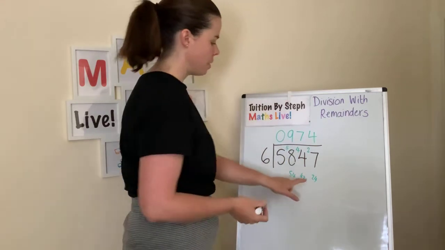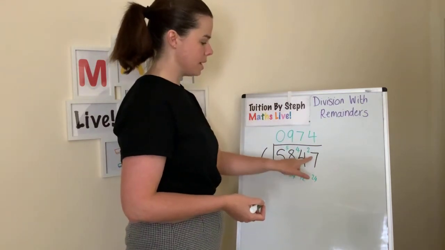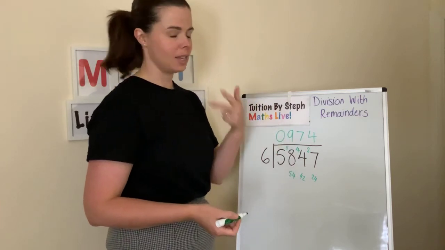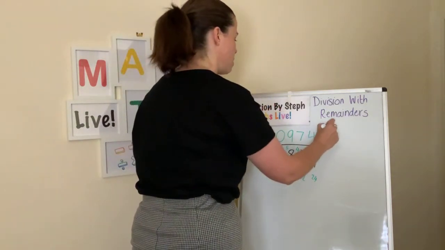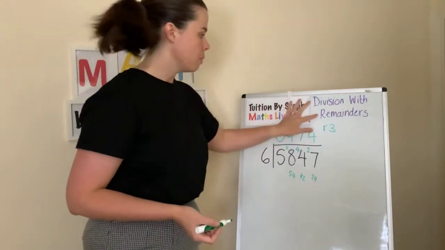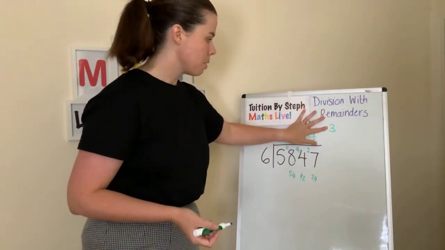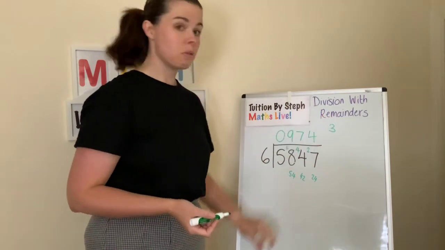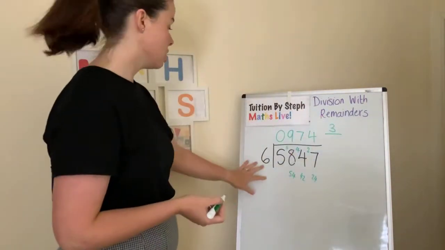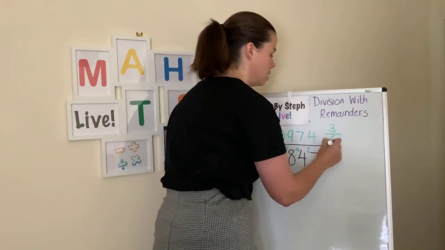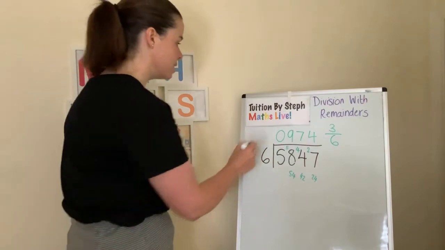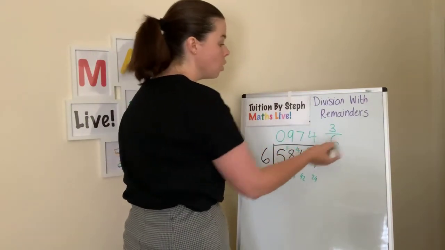Okay, so we are at 24 and we need to get to 27. So 24, 25, 26, 27. So our remainder is 3. We don't need the R, we keep 3 as our numerator. We make it into a fraction and our denominator is the number that we're dividing by. So the answer is 974 and 3/6.